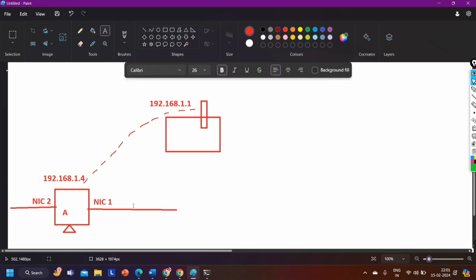So on both NICs, IP addresses should be configured in different subnets. Here I cannot configure 192.168.1.5. I have to configure a different subnet like 2.1. Here I can configure 3.1. Don't worry, this is part of IP addressing. If anyone is not getting it, don't worry. So two NIC ports cannot have the same IP address from the same subnet. Clear? Is it clear?